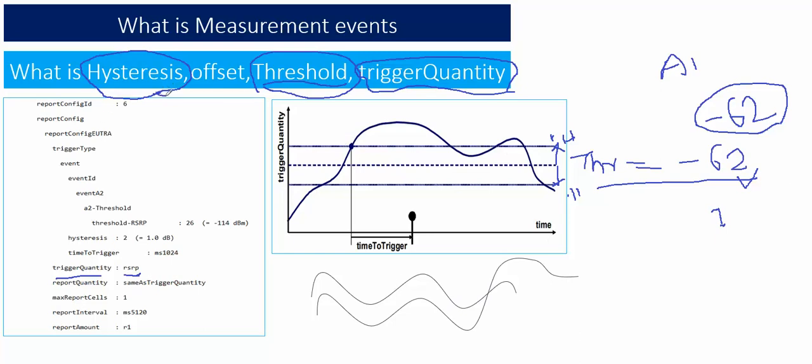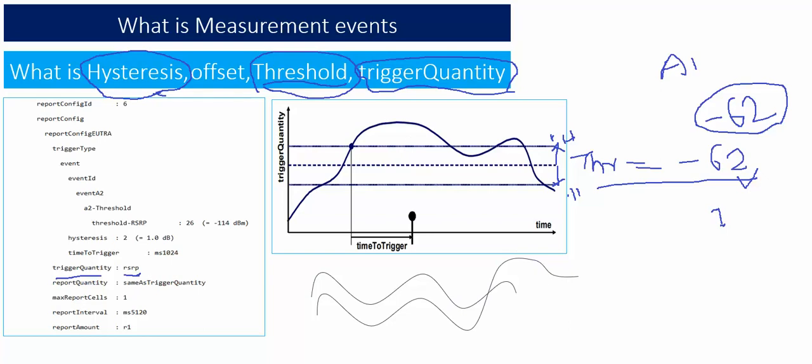If in log analysis we find that hysteresis is 0 and there is always ping pong handover and many issues because of it, we can increase the hysteresis and that problem will be resolved.